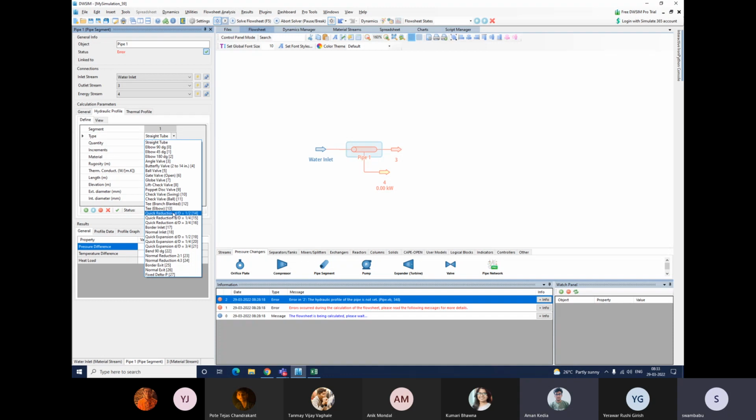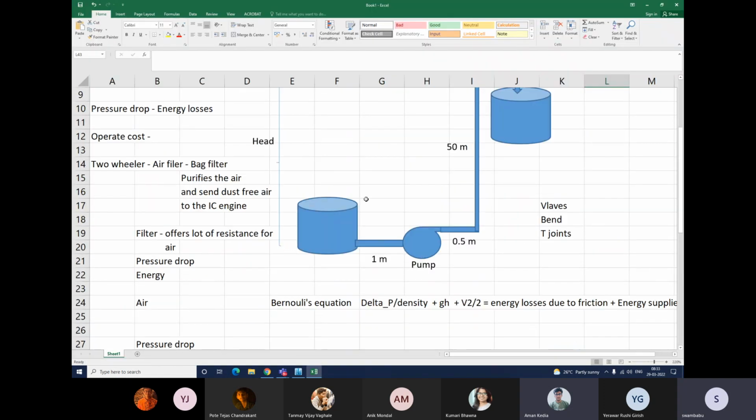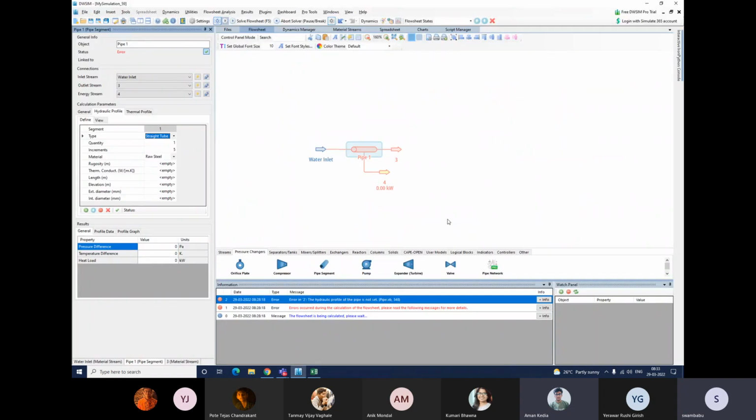That is also there. Like one pipe that's being enlarged to a bigger pipe, like a venturi meter. Like venturi, we can define it as a venturi. Quick reduction, border inlet, normal inlet, quick expansion. All types of possible combinations are given in these hydraulic settings. We can define whatever we want. Initially, I'll keep it as a straight tube.